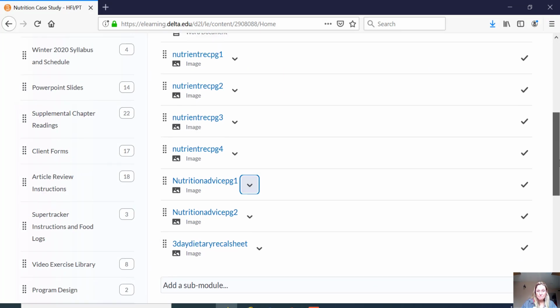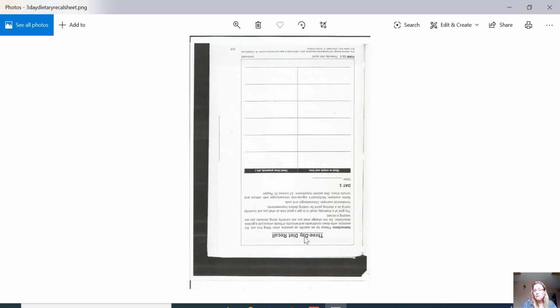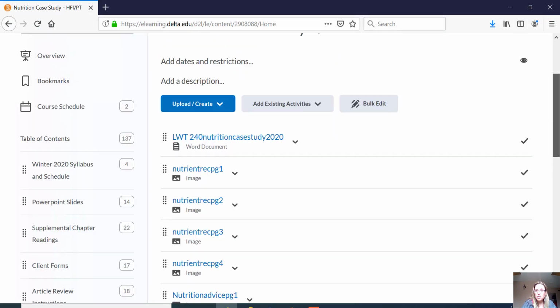And then lastly, I have also uploaded just a 3-day dietary recall. This is page 1 of what it would look like. So if you ever want to create a document for your client, this is just an easy log that you could use to give them for a 3-day dietary recall. So just some added resources that go along with the nutrition chapter.